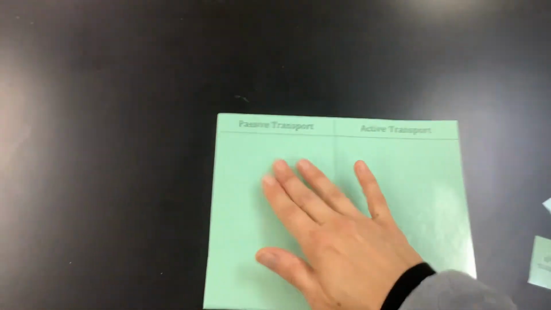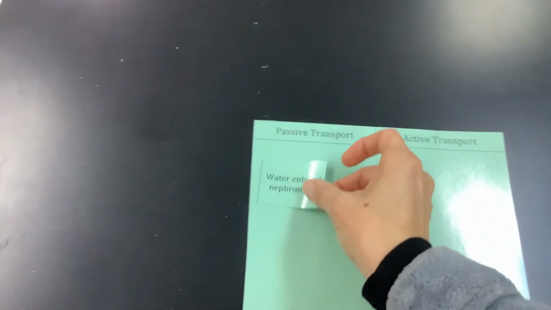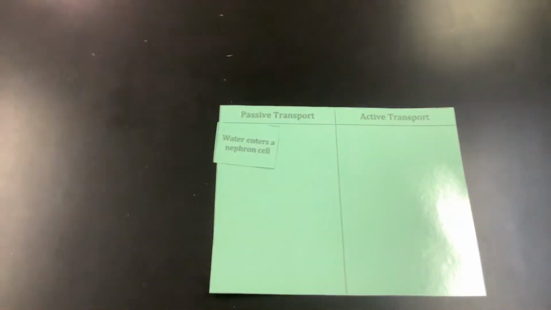Okay, so let's go over this while they're taking the time to actually think it out. I'm going to give you all the answers. I'm just sorting the word ones with the picture ones. Okay. So passive, no energy, active, energy. Water enters the nephron. Who cares about the nephron part? Water is passive. So water diffuses.